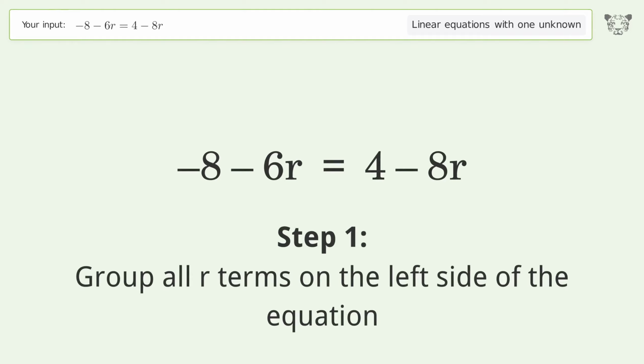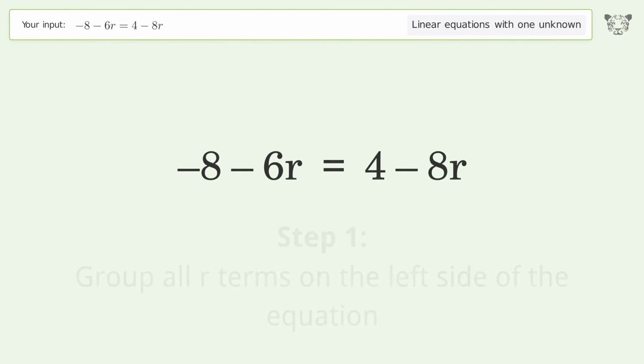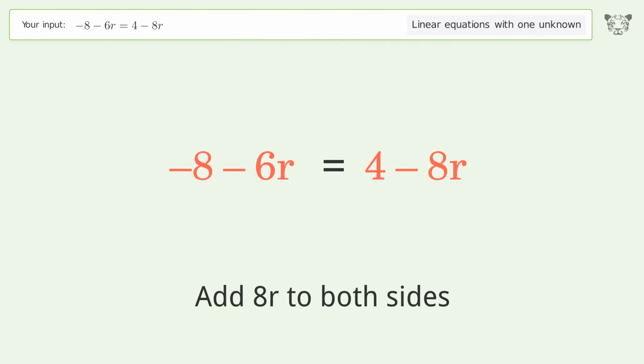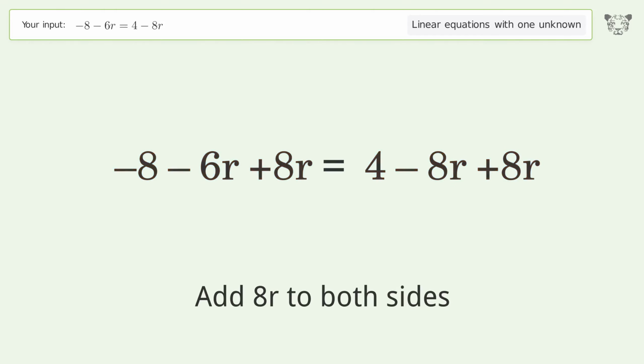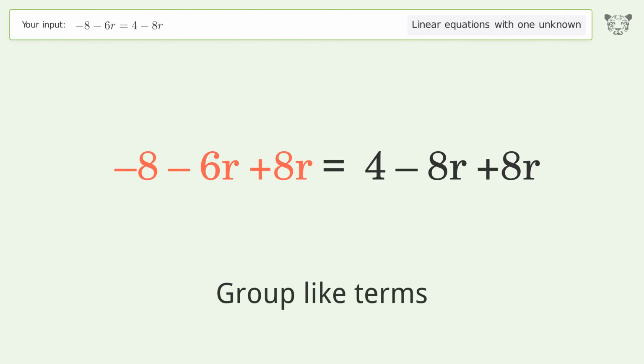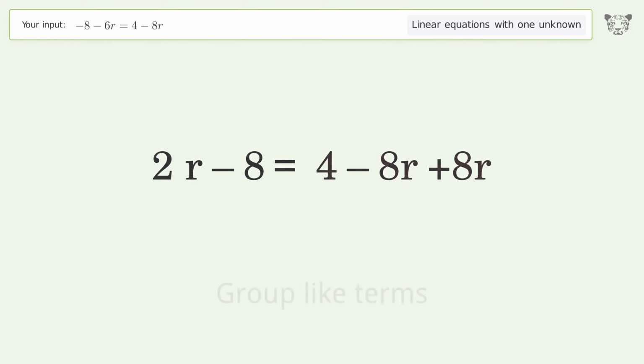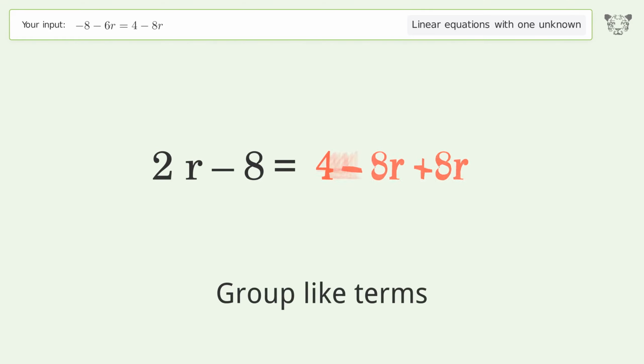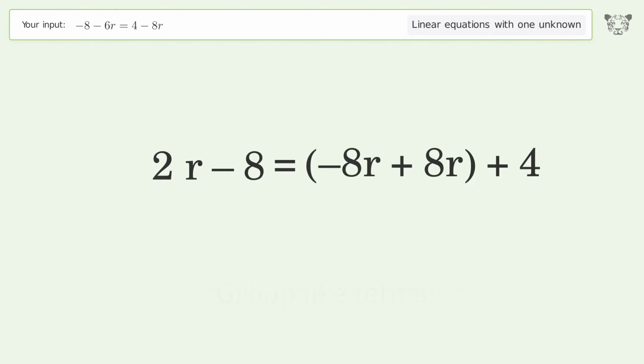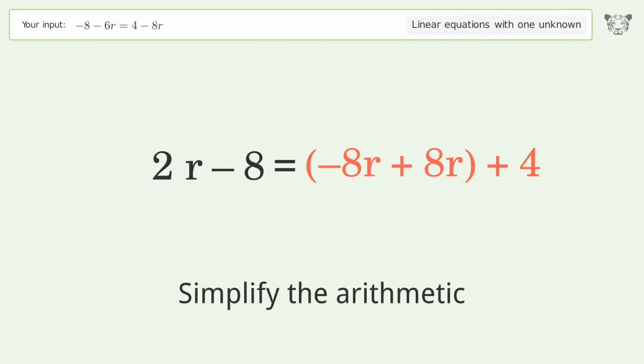Group all r terms on the left side of the equation. Add 8r to both sides. Group like terms. Simplify the arithmetic. Group like terms. Simplify the arithmetic.